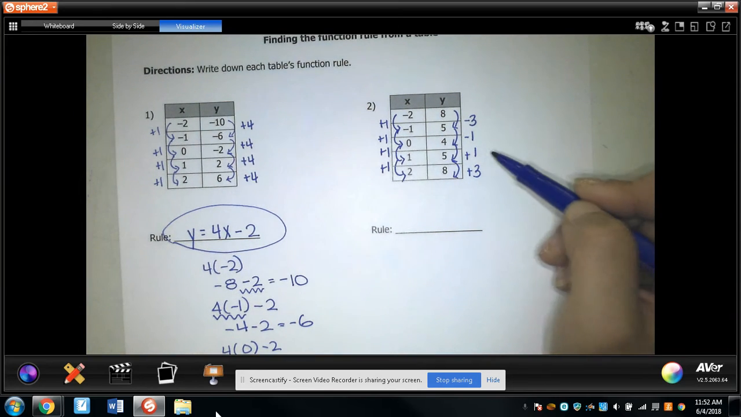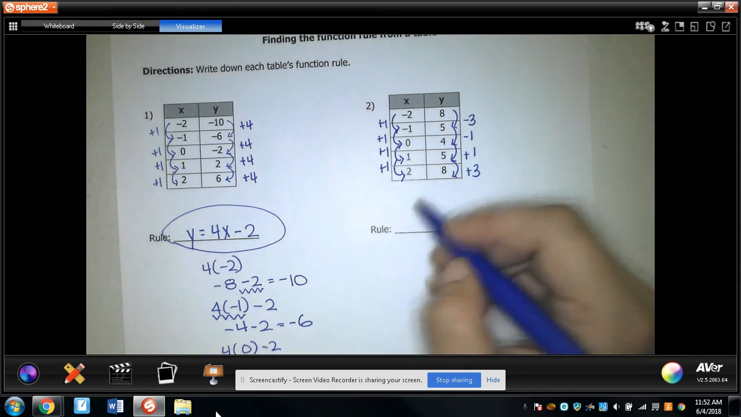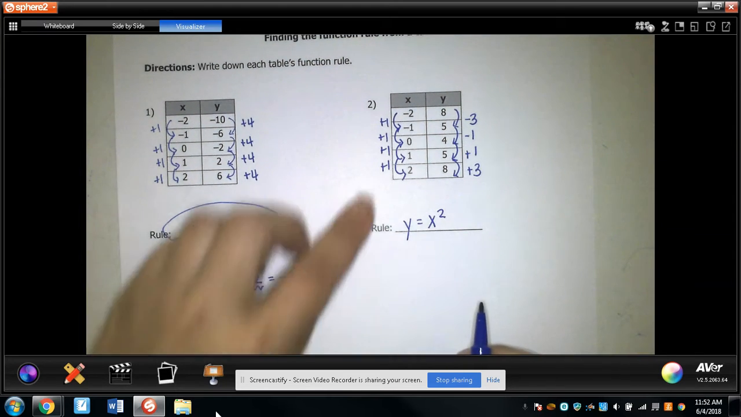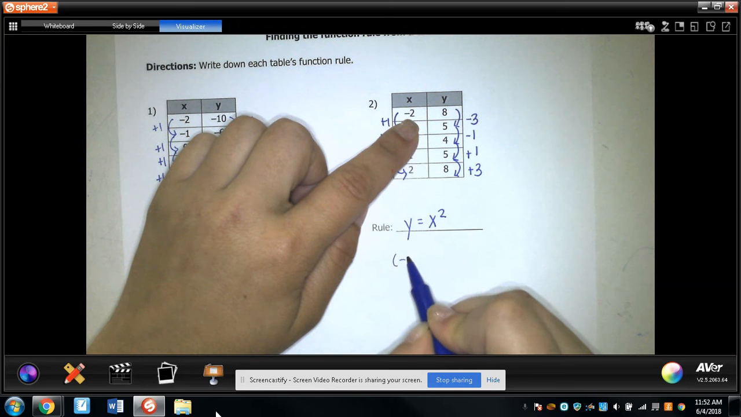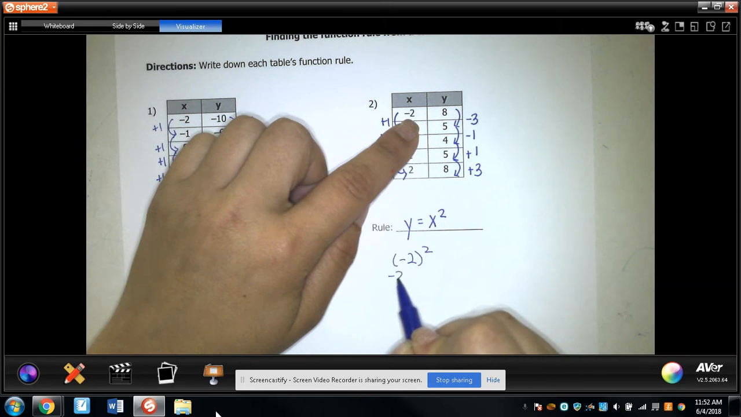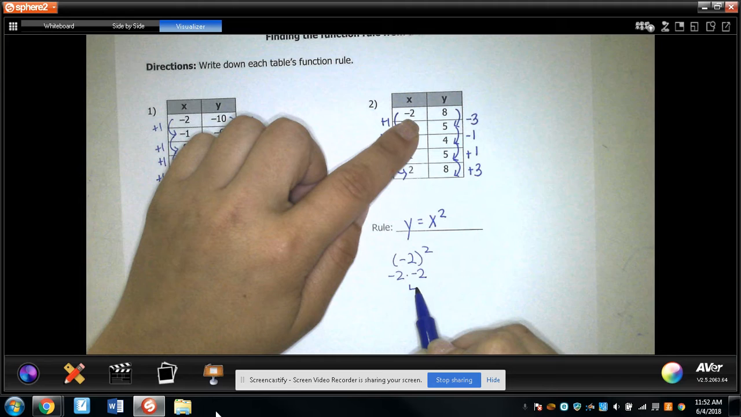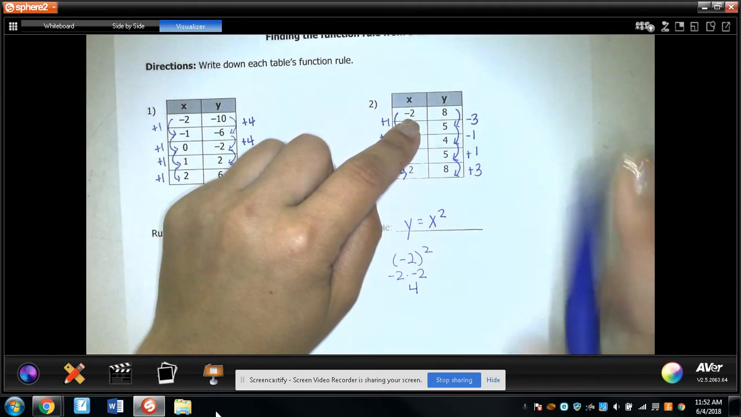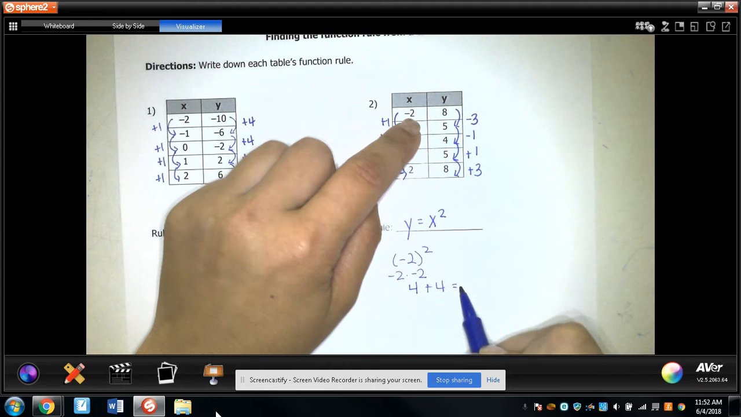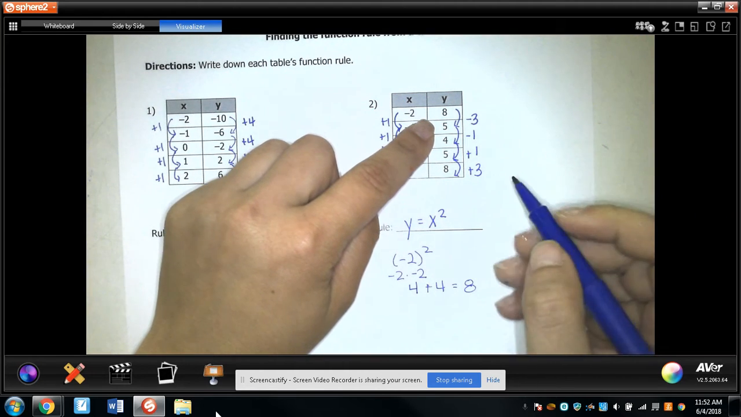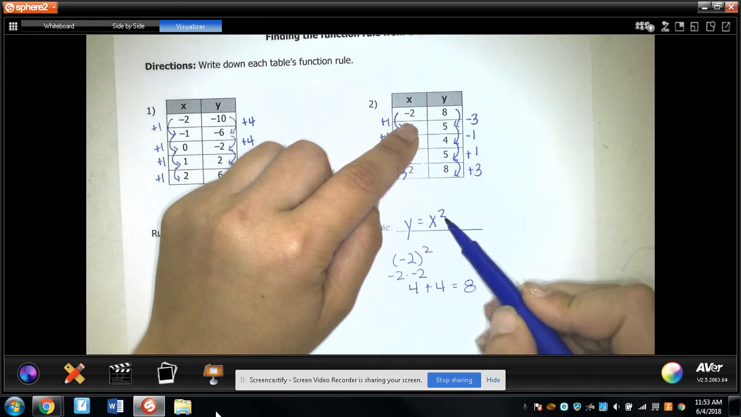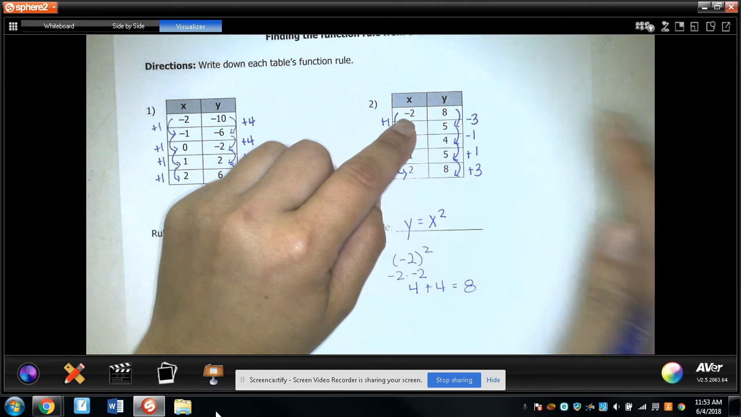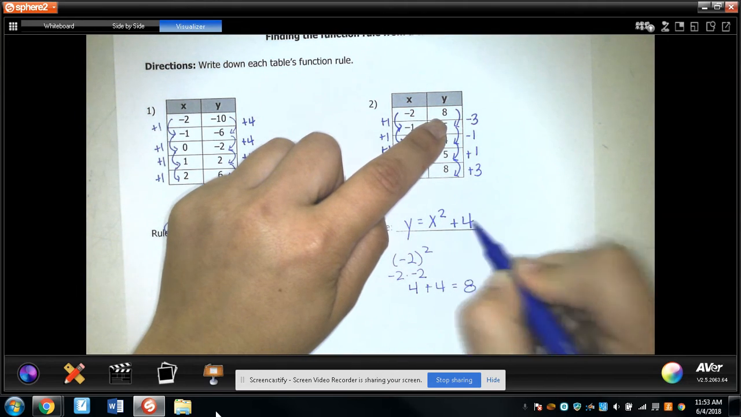Whenever there's a pattern like this, I recognize that y is x squared. So let's take a look. If I take -2 and I square it, that's -2 times -2, which is 4. To get from 4 to 8, I'm going to have to add 4 more, and then I get to 8. So I'm going to guess that my rule is y equals x squared because of this pattern, and then plus 4 because if I square -2, I'm still going to have to add 4 to get to 8.